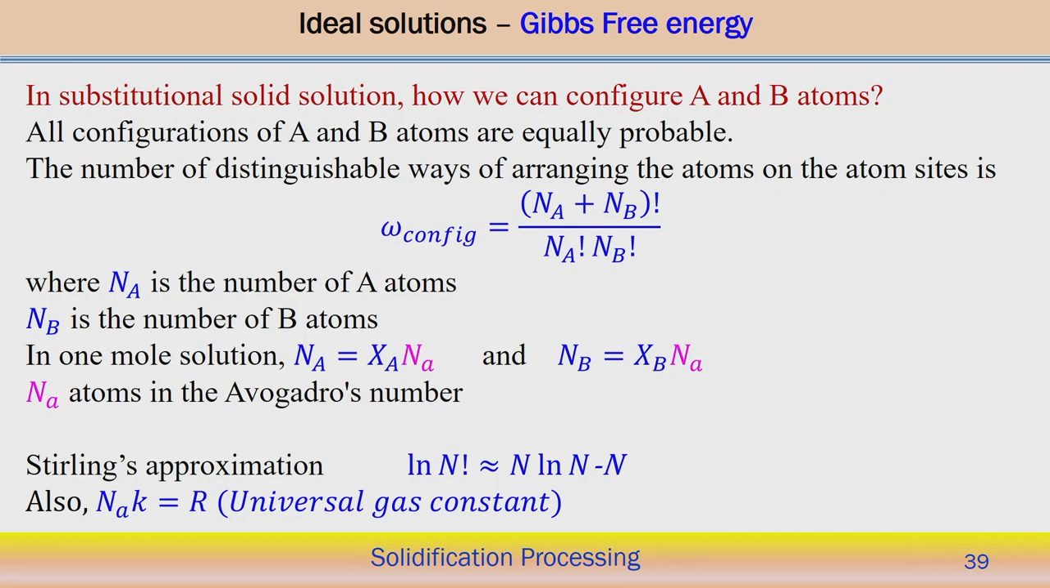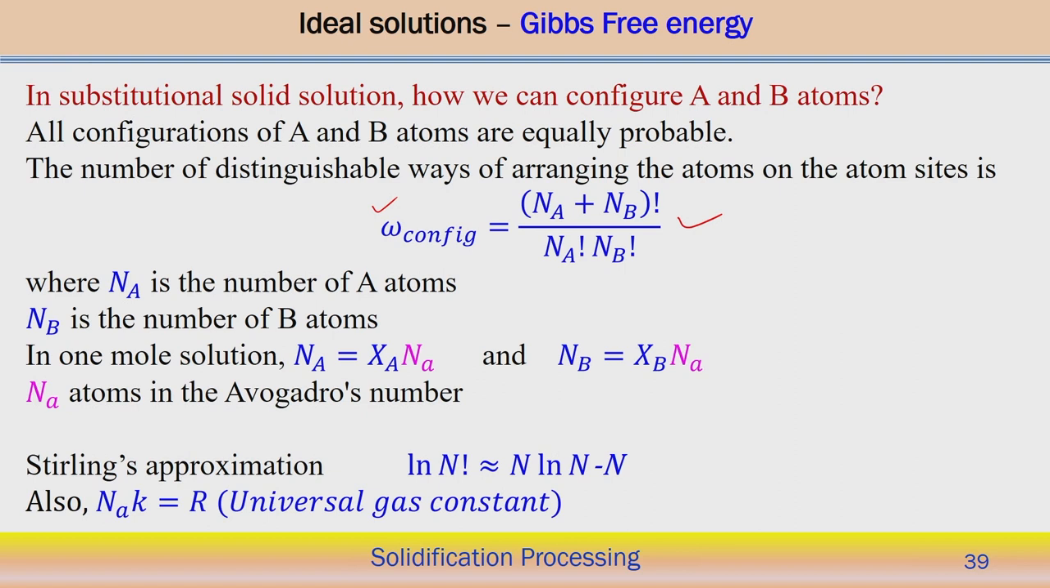All configurations of the A and B atoms we are assuming to be equally probable. That means we are considering equal probability, equal opportunity, when you try to mix A and B atoms, and their configurational entropy is happening in this particular case. Therefore, the number of different ways of arranging the atoms on particular sites is represented like this: omega configuration equals n a plus n b factorial, divided by n a factorial into n b factorial.